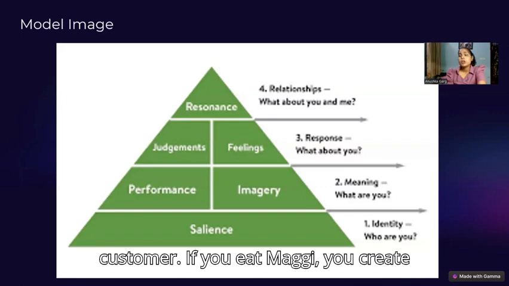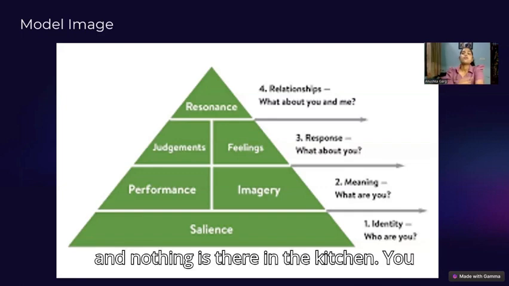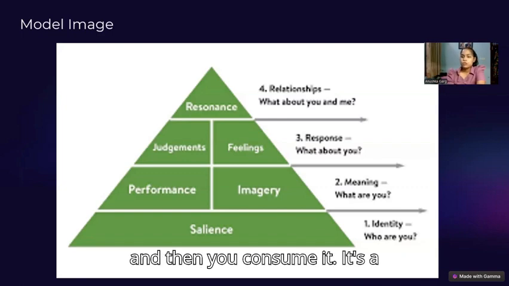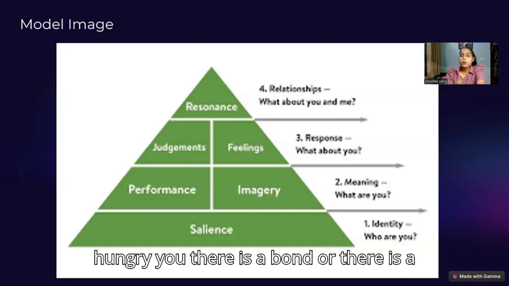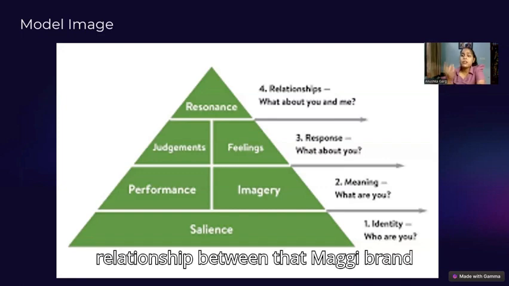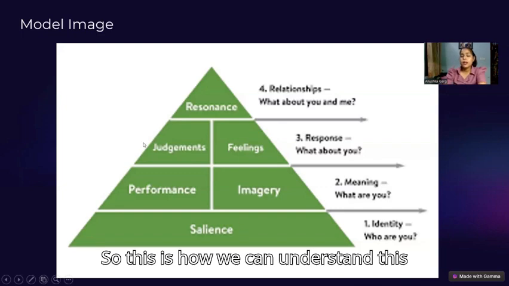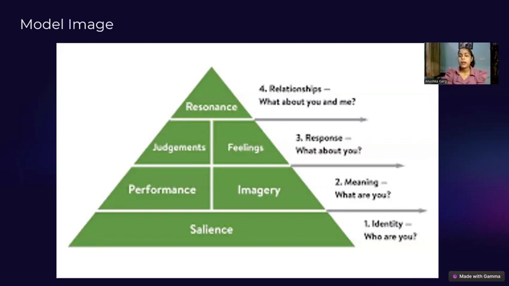If you eat Maggie, you create a relationship. Suppose you are hungry and nothing is there in the kitchen. What do you do? You buy a Maggie product and then you consume it. It's a relationship that every time you feel hungry, there is a bond between that Maggie brand and you. That is what resonance is. So this is how we can understand this model.